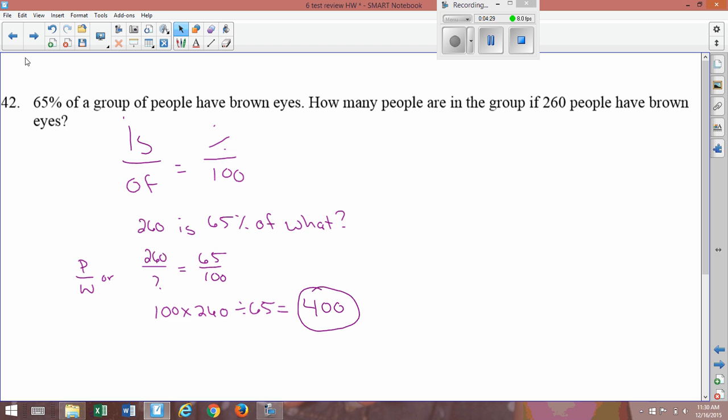65% of the students in a group of people have brown eyes. How many people are in the group if 260 people have brown eyes? Well, this means that you're setting that 260 equal to 65. So if you look down here, I put it across the equation. The other way to do it is to write it out: 260 is 65% of what? Do your is and your of equals percent over 100. Crisscross divide. You get 100 times 260 divided by 65 equals 400.